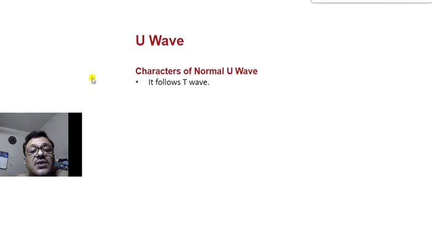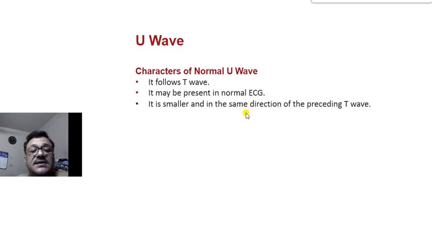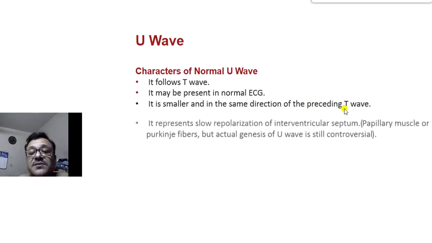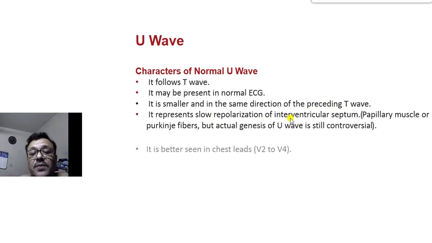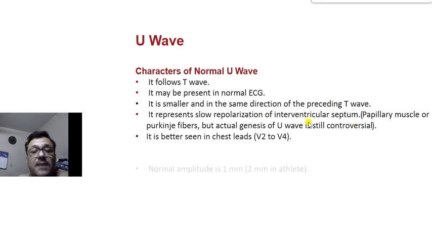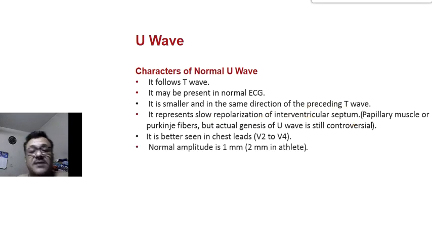Characteristics of the U wave. It follows the T wave and may be present in a normal ECG. It is normally smaller and in the same direction as the preceding T wave. It represents slow repolarization of the interventricular septum, papillary muscle, and Purkinje fiber. It is best seen in chest leads V2 to V4, normal amplitude.